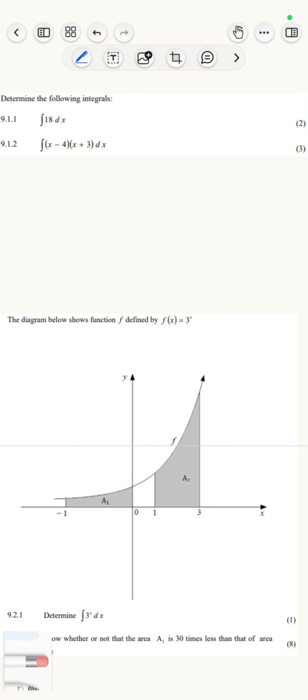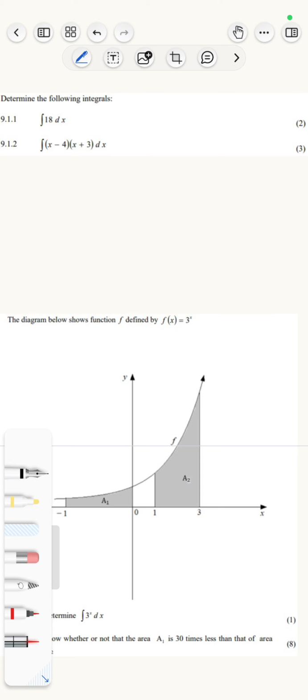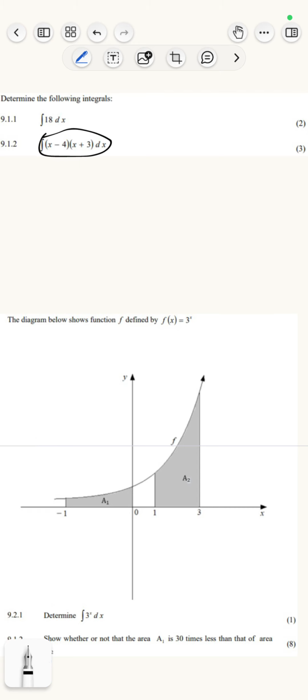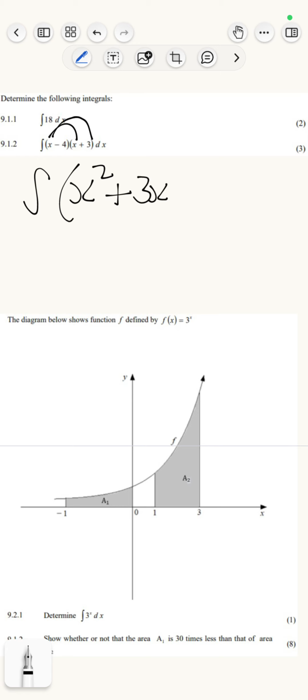For the next one, you need to first multiply out these brackets, and once the brackets are multiplied out, you apply the rule on each of your terms. I haven't taken the integral yet, so I still have my symbol there. X times x is going to give me x squared. X times positive 3 is plus 3x. Minus 4 times x is minus 4x. Minus 4 times positive 3 is minus 12. I still need a dx over there.